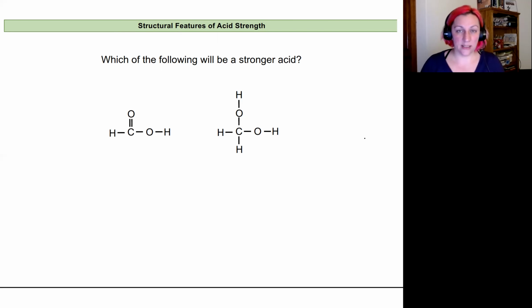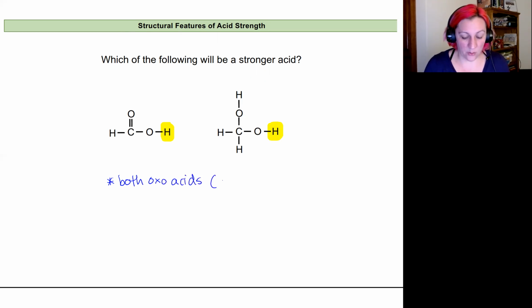So when I look at these, what I notice is they're oxoacids, right? So let's just take two of the hydrogens, this hydrogen here and this one here, and compare these two. Which one of those is a more acidic hydrogen? Which one's more likely to break the bond to the oxygen? So I note that they're both oxoacids. Actually, they're both carboxylic acids, right?